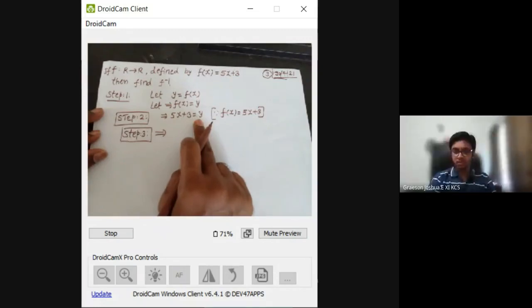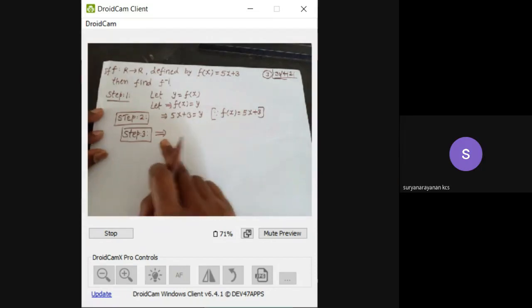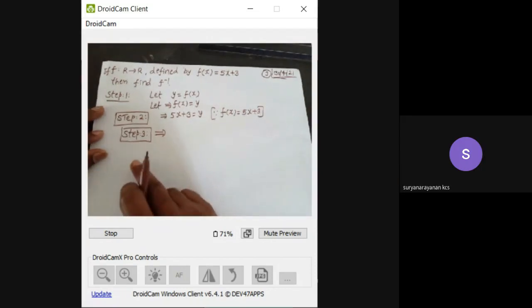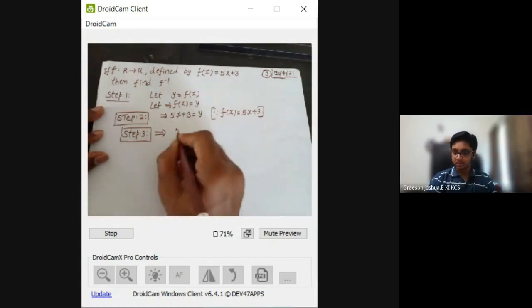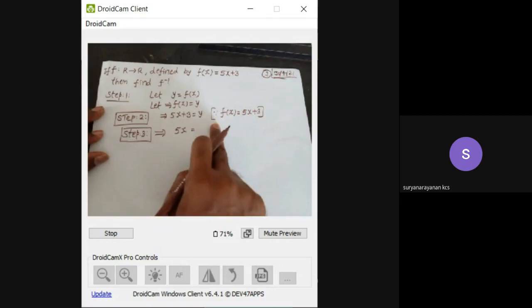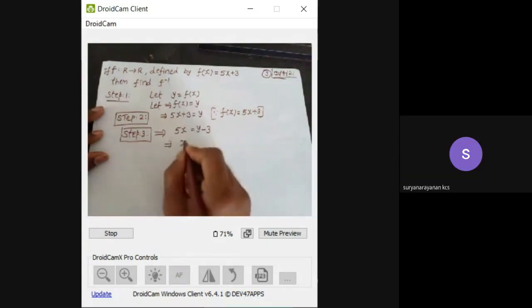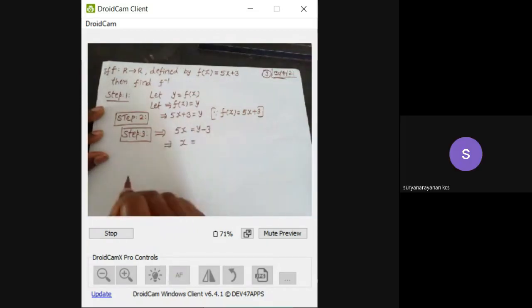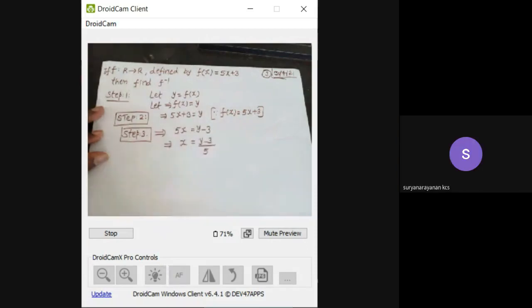Sir, x is equal to y minus 3 by 5, sir. Yes. Tell me step by step. Sir, 5x is equal to y minus 3, sir. Yes. First we transpose the constant term to the RHS: y minus 3. And then x. This implies x is equal to y minus 3 by 5.